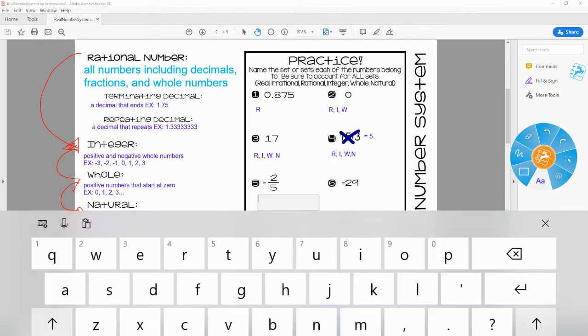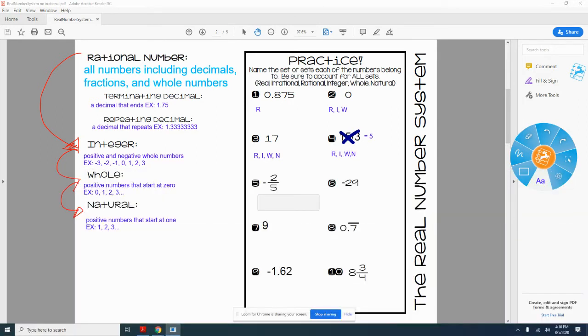Okay, natural numbers, negative 2/5. Is it a rational number? Well, all numbers, including decimals and fractions. Can I divide 2 divided by 5 and get a whole number? No, my numerator is smaller than my denominator, and it won't go in evenly, so I will get a decimal. So negative 2/5, that's going to be a rational number. So let's go down to integer. Is it a positive or a negative whole number? No, it isn't. It's a fraction. So we can just leave it as rational.